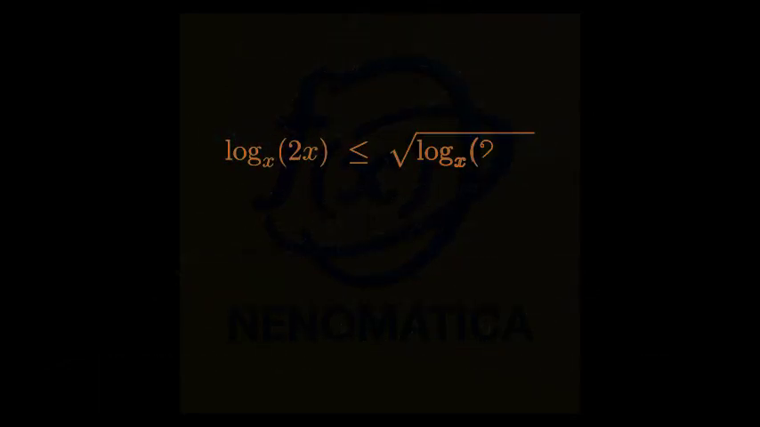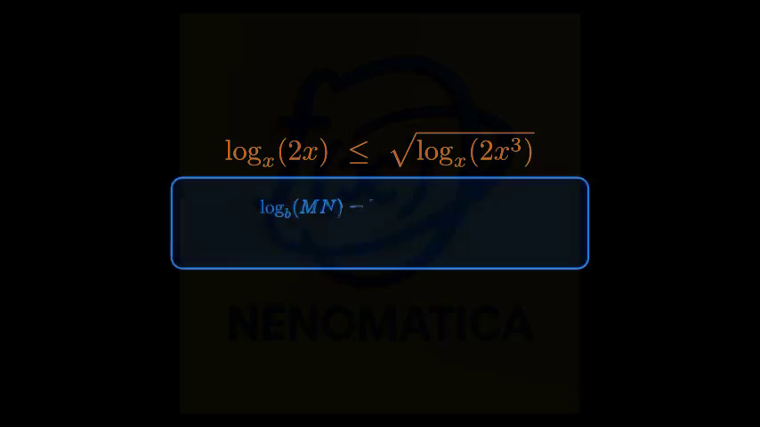Here is the problem we will solve. Read it aloud. Log base x of 2x is less than or equal to the square root of log base x of 2x cubed.